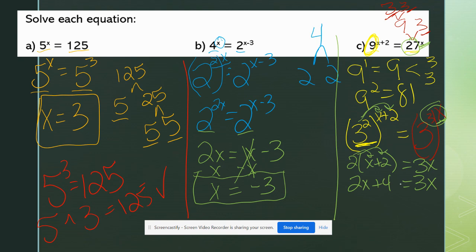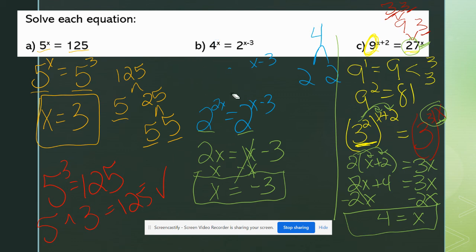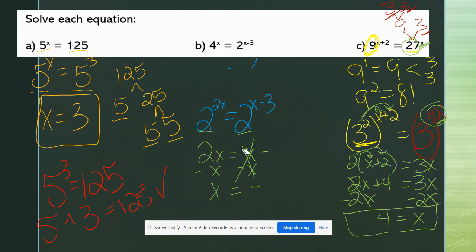I'm going to move my like terms together. The opposite of a positive 2x is a negative 2x. Those add to 0, so we bring down the 4. 3x minus 2x is 1x. And so x is equal to 4. Remember, we can plug those in to our x values up there and make sure they work.